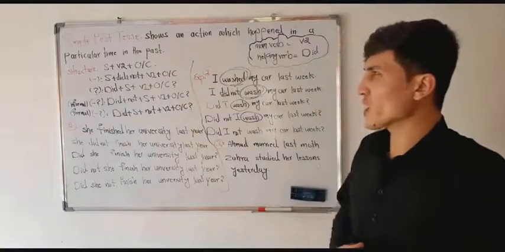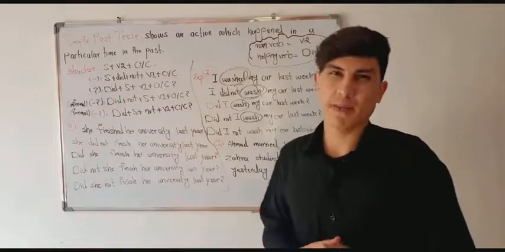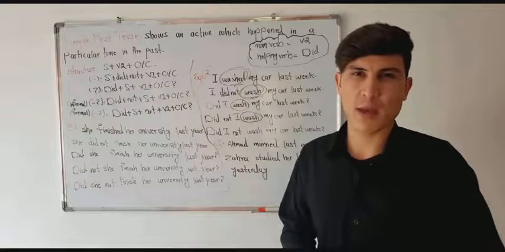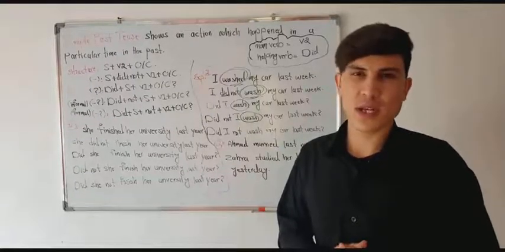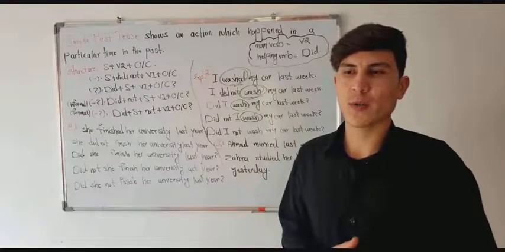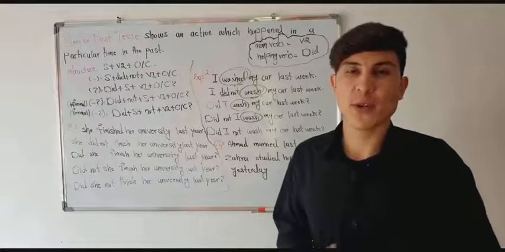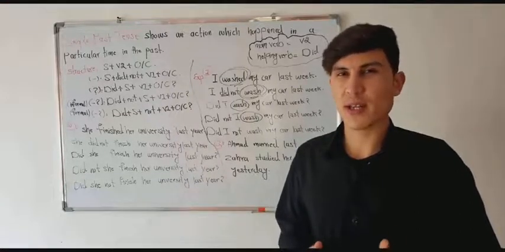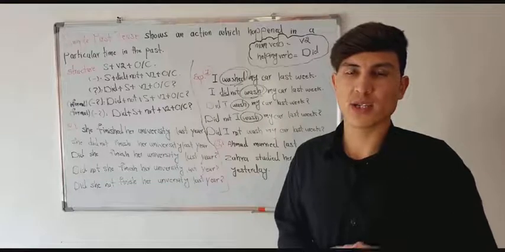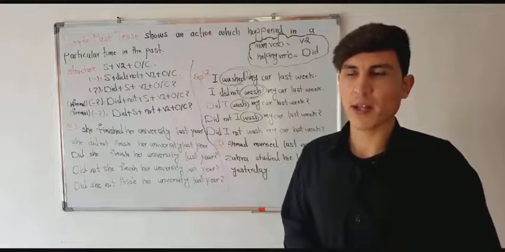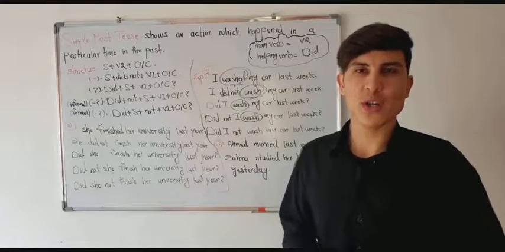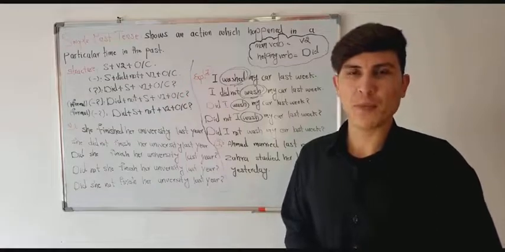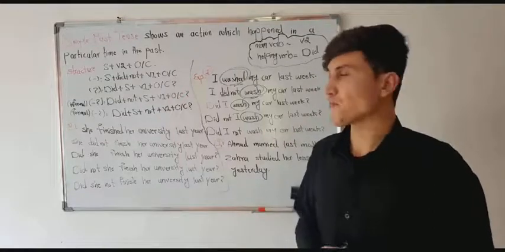It is used to show an action which started and finished at a specific time in the past. For example, I saw him yesterday. Another usage is that it is used without time expressions when the speaker and the listener both know the time of the action. For example, I washed the car, she washed the dishes, he painted the wall, and so on.